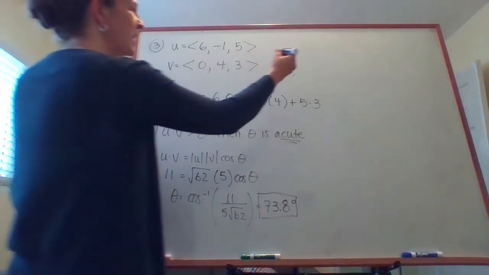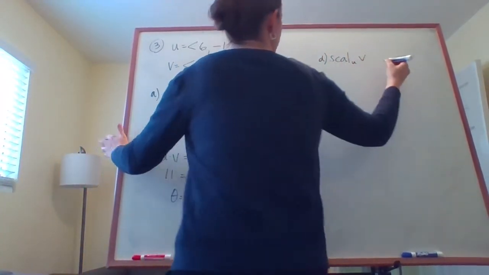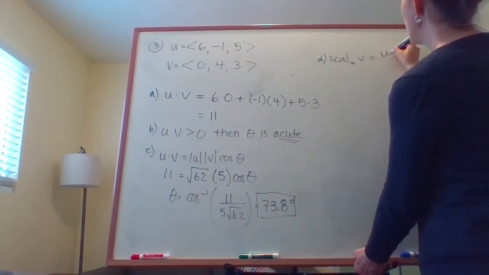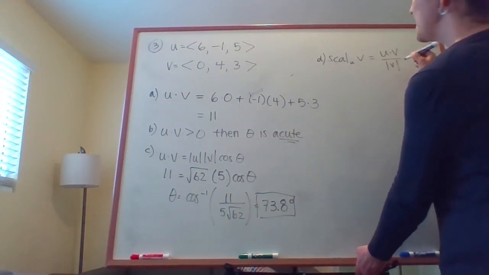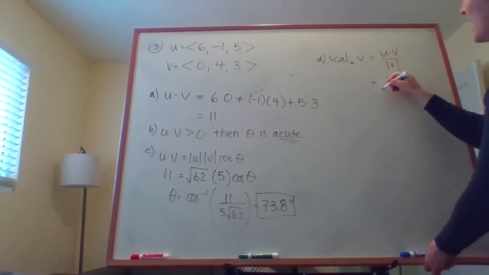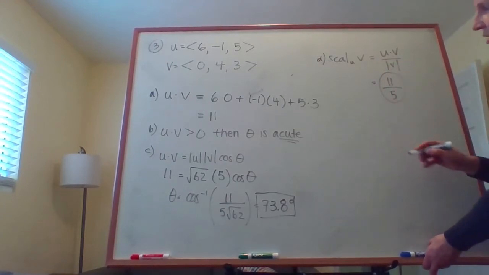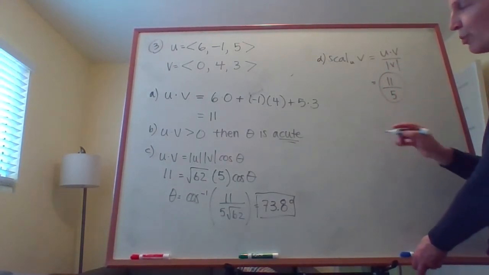Okay, part D is looking for the scalar projection of u onto v. That formula is u dot v over the magnitude of v. I have everything I need, I just need to plug that in. U dot v was 11, the magnitude of v was 5, so the scalar was 11/5. That's the length of the projected vector.